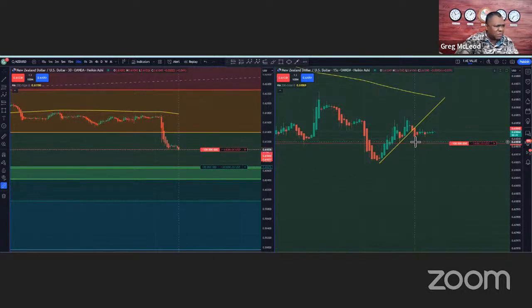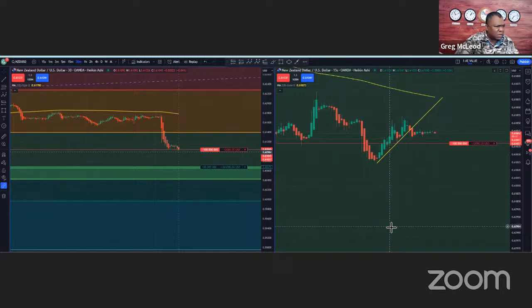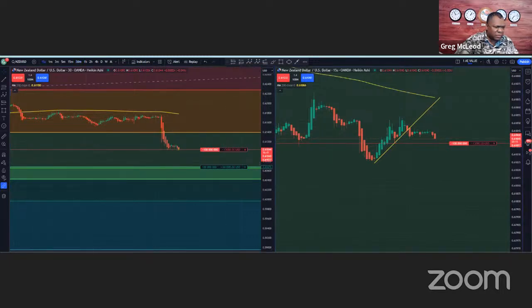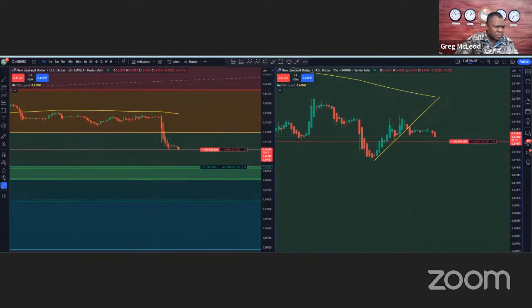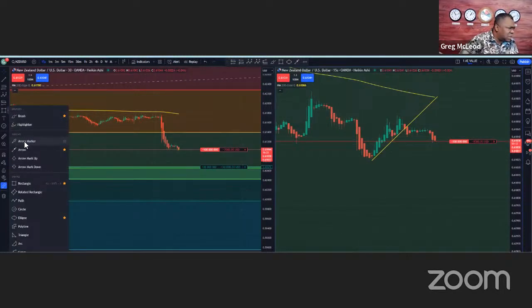So we stalled out with a bunch of dojis, sideways consolidation. Let's see if we have some type of a break in the direction of our trend. Trend direction seems to be pretty obvious that we are moving on down. I'm short, pretty obvious what the trend direction is.